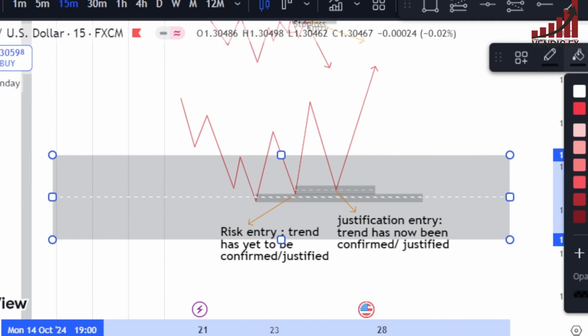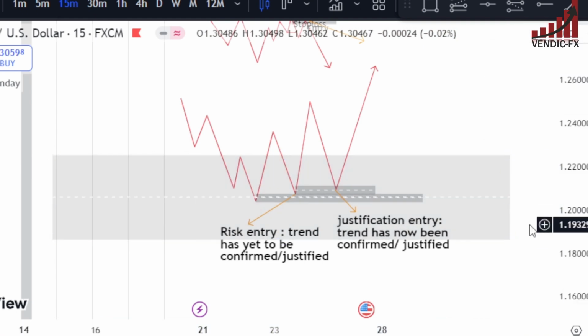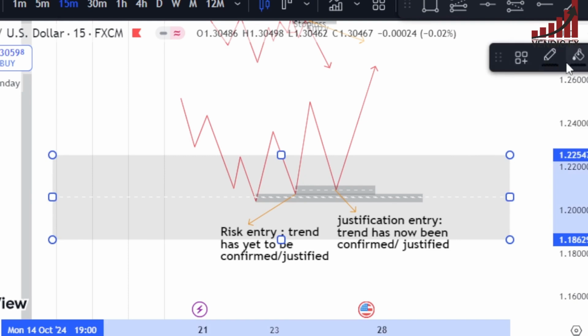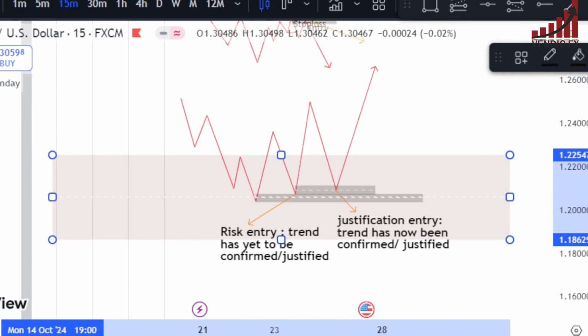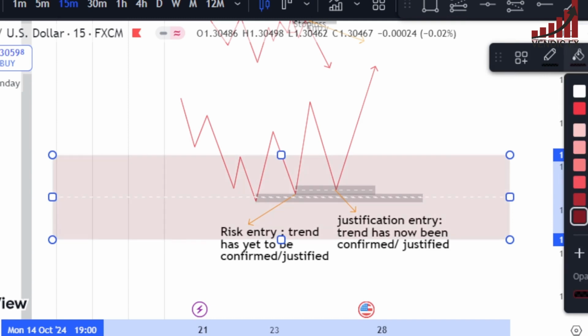Let me bring down the volume a little bit. I believe you can still see it. So let's assume this box. Let me change it so that you can be very sure, let me change the color to red and increase it a little.